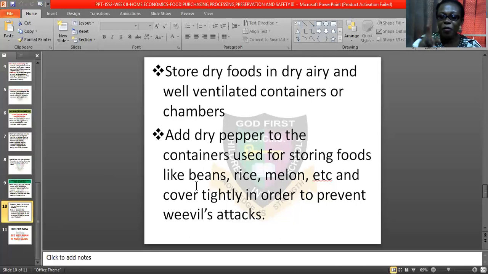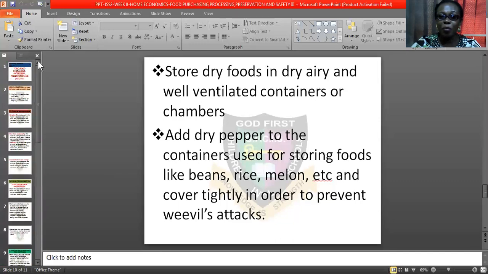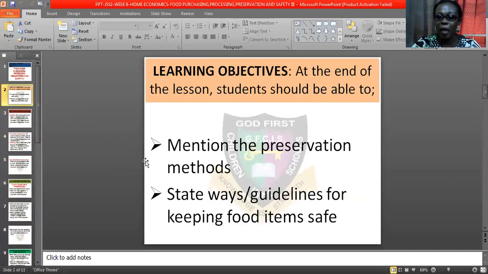With this, I believe you understood the learning objective. You've gotten the point of what I want you to learn for today, which is to mention the preservation methods. Do you understand? We have the smoking method, freezing method, sun drying method, and then chemical method, isn't it? You have known them and know how they are being used to preserve food. And I believe you can as well mention the ways or guidelines to preserve perishable and non-perishable foods.